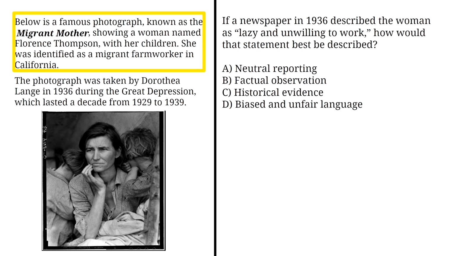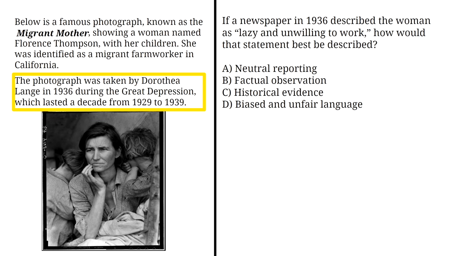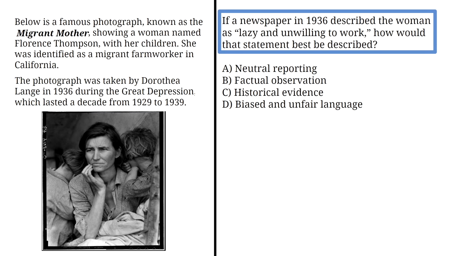Below is a famous photograph known as the Migrant Mother, showing a woman named Florence Thompson with her children. She was identified as a migrant farm worker in California. The photograph was taken by Dorothea Lange in 1936 during the Great Depression, which lasted a decade from 1929 to 1939. If a newspaper in 1936 described the woman as lazy and unwilling to work, how would that statement best be described?